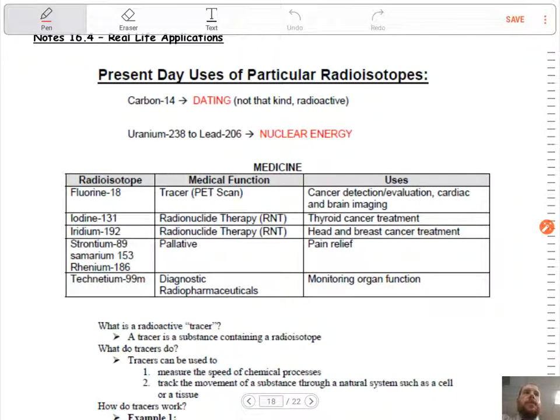Hey guys, this is video 16.4. We're going to talk about some real-life applications. The name of the game here is just be aware of a few of these.